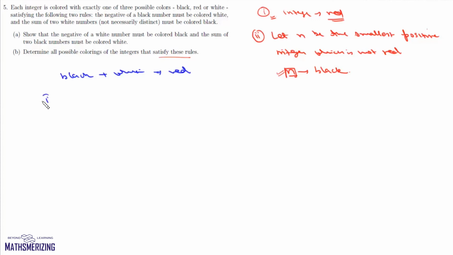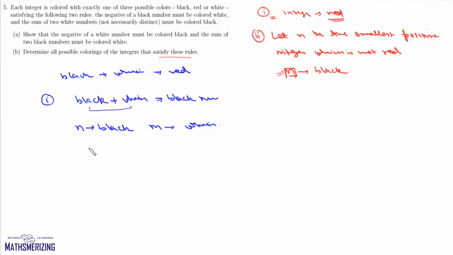So we have to prove that sum of a black number and a white number, it must be a red number. Now we'll prove this result using contradiction. So we'll consider this first case, that suppose the sum of a black number and a white number is a black number. So we'll say we have two numbers, say n is a black number, m is a white number. Now our assumption is black plus white is black. So if n is black and m is white, then n plus m, it must be a black number.